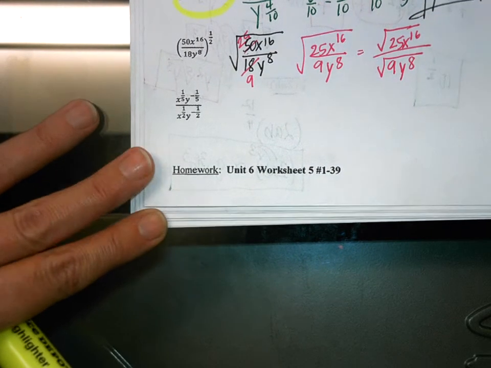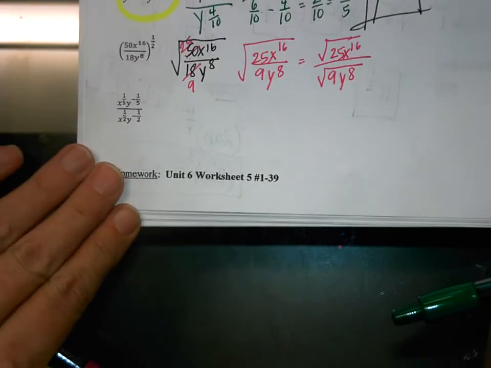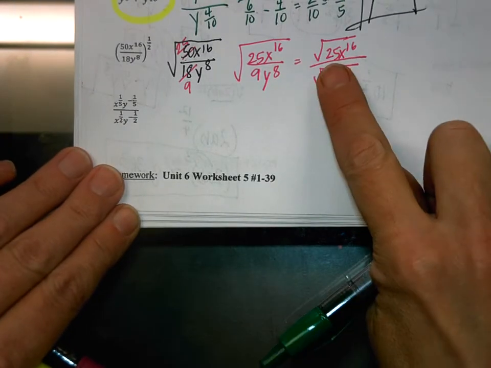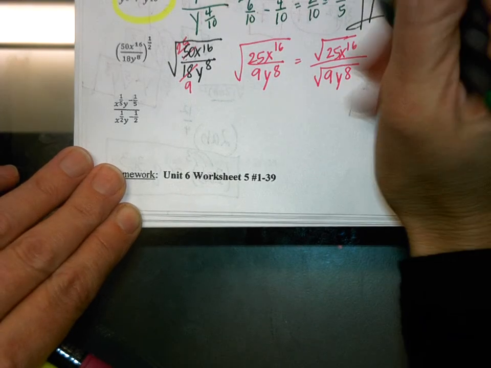So what will we do? What happens to the top? We're going to look for any groups. So, 25 is what? 5. So we got a pair of 5s.